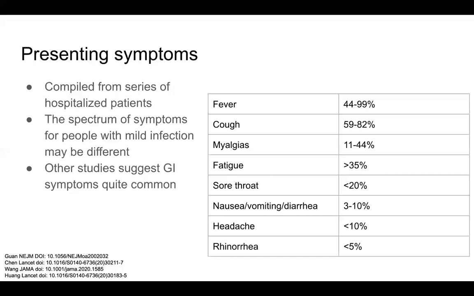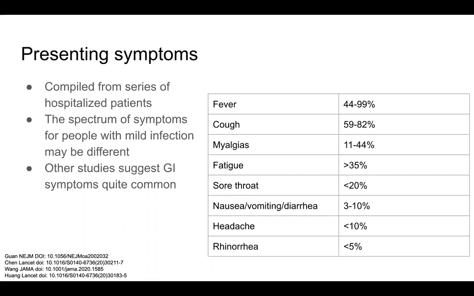As you can see, what they were describing most commonly was fever, cough, myalgias, and fatigue, with sore throat less common, and with nausea, vomiting, and diarrhea quite unusual in these studies. And I think what's come out later, more recently, is that GI symptoms may be more common than was initially recognized.